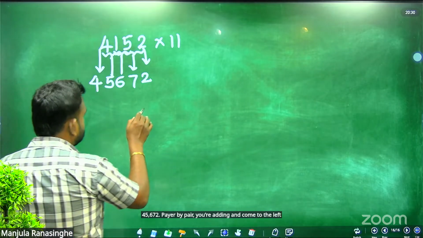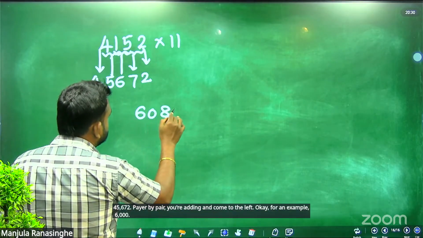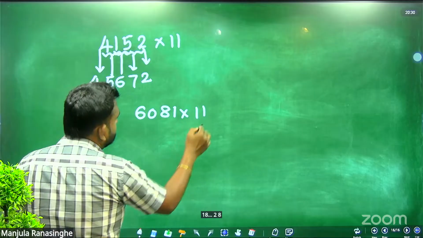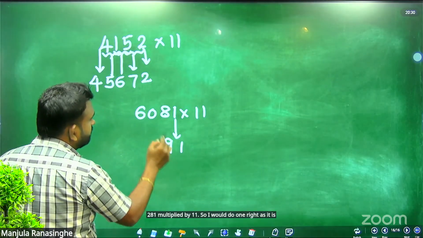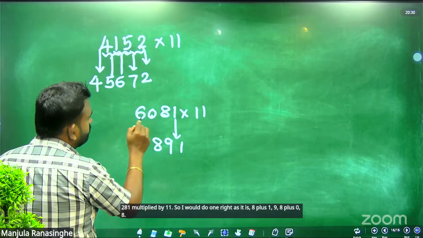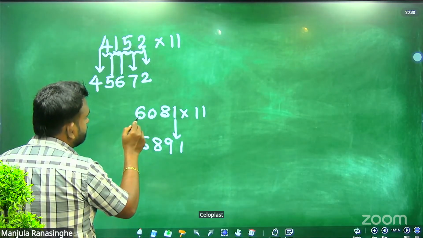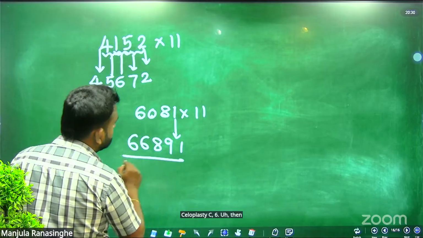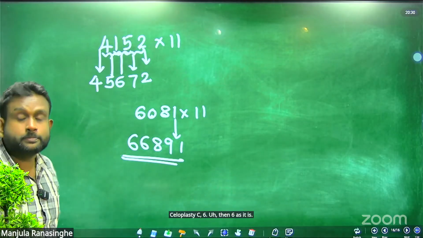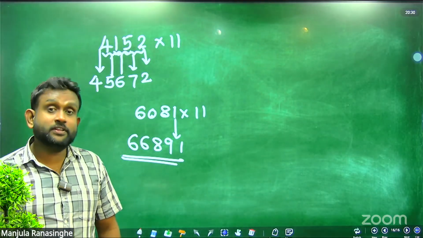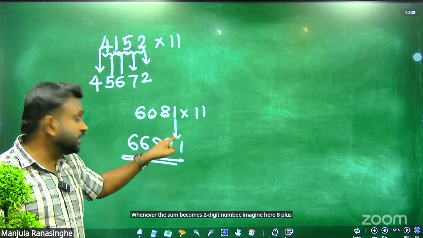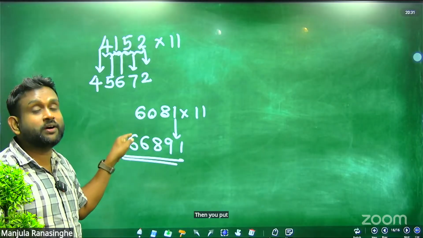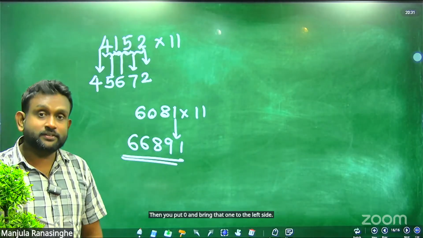Okay, for an example, 6082 multiplied by 11. So how to do? 2 right as it is. 8 plus 2, 10. Whenever the sum becomes 2 digit number, imagine here 8 plus 2, 10, then you put 0 and bring that one to the left side. That is the another trick.